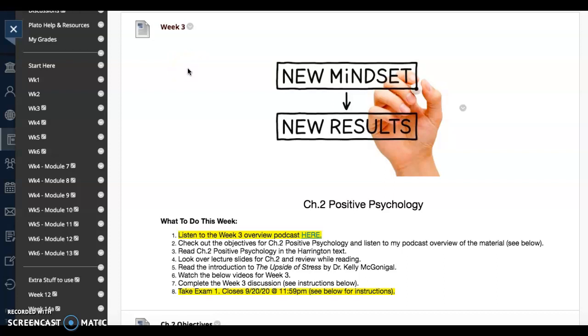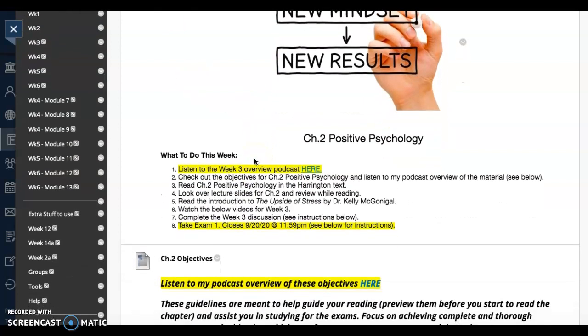We will be covering chapter 2, positive psychology, this week, forcing you to create new mindsets. And this is a concept we're going to talk a lot more about as we get into The Upside of Stress by Dr. Kelly McGonigal. This week you're going to be reading the introduction to that book and then diving in deeper next week. But this is a great chapter to start with, and kind of set the foundation as we go forward.